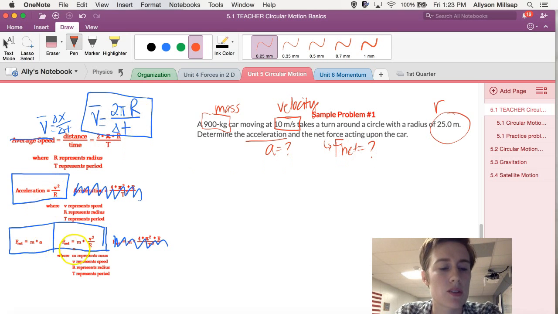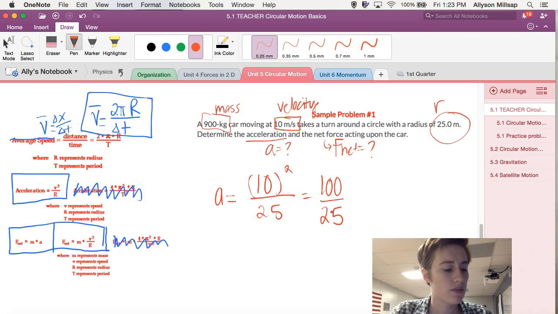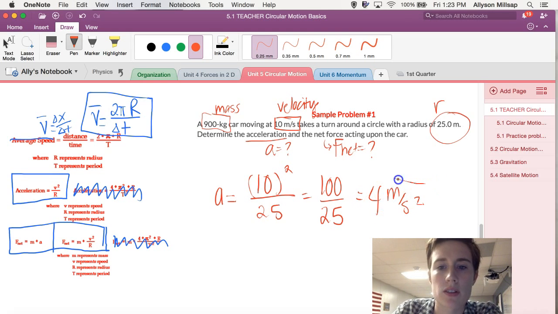These are our formulas that I boxed in blue. We have radius, we have velocity, and so we can find acceleration using this formula. Acceleration is our velocity squared divided by our radius. So it's 100 divided by 25, and you're going to get 4 meters per second squared. So that's our acceleration.